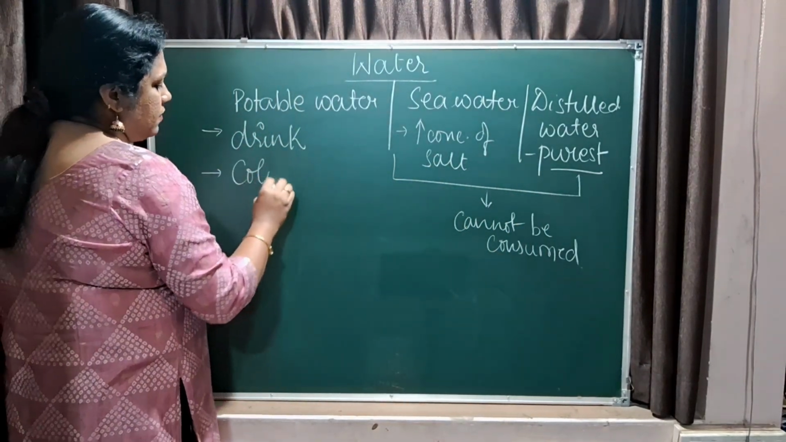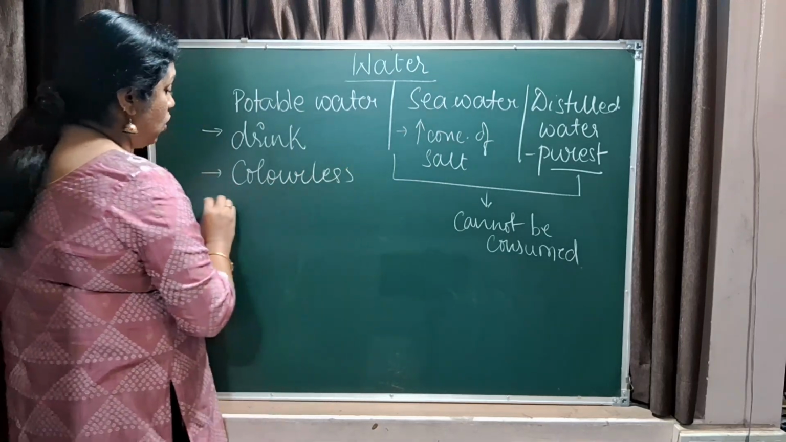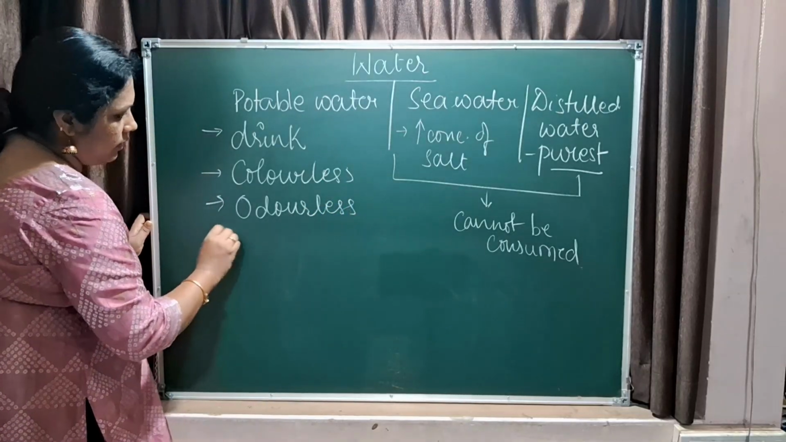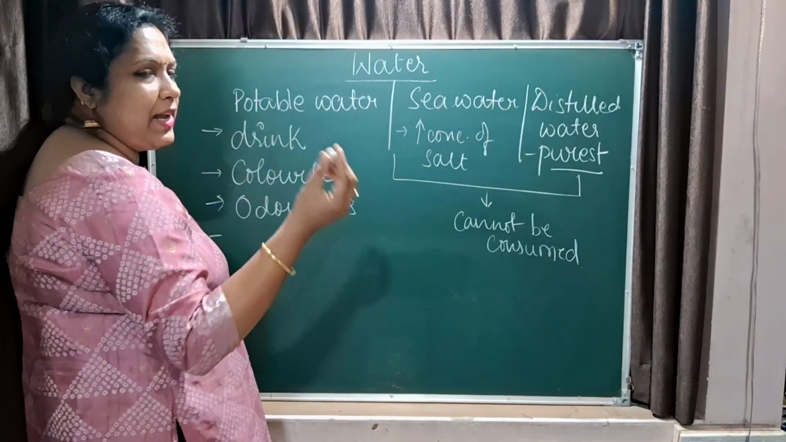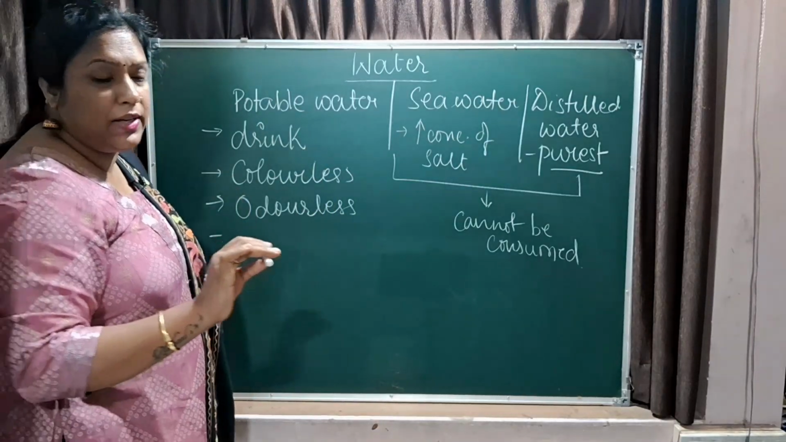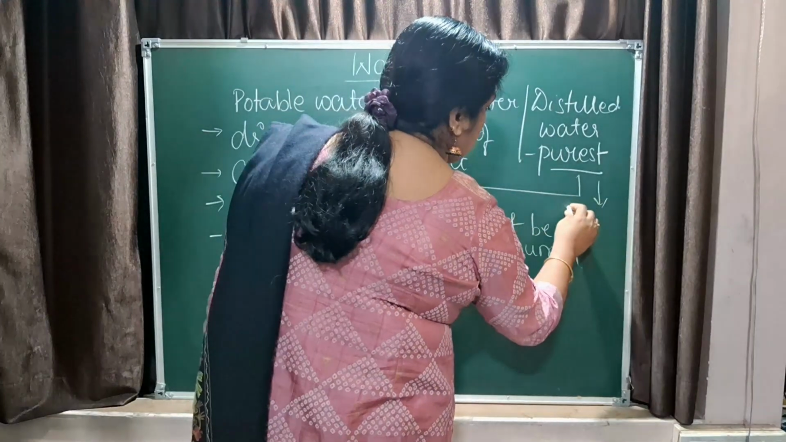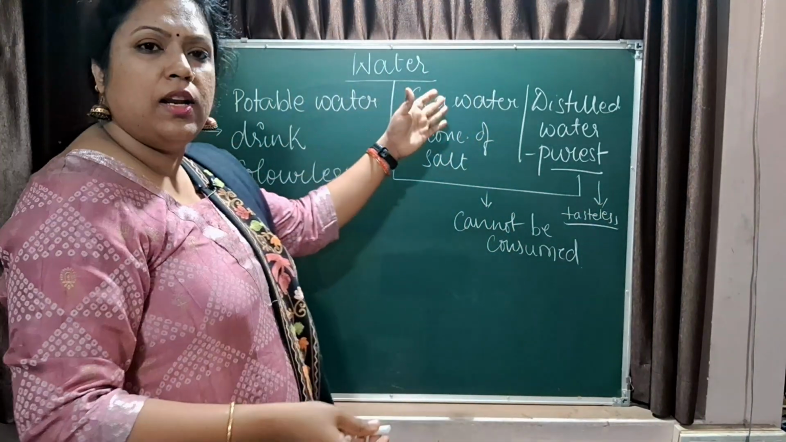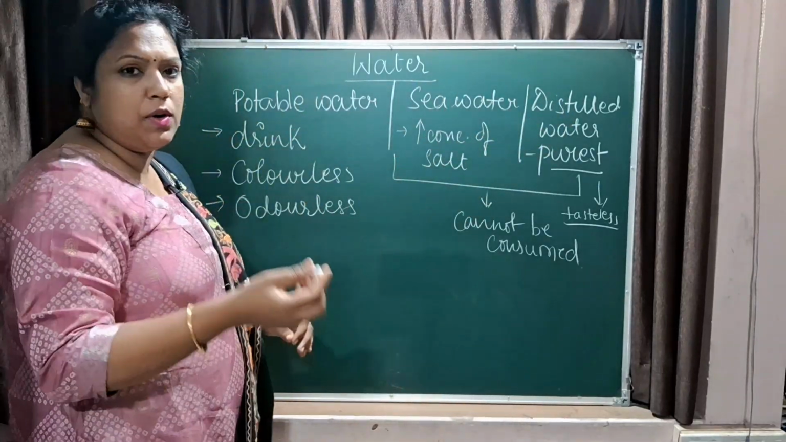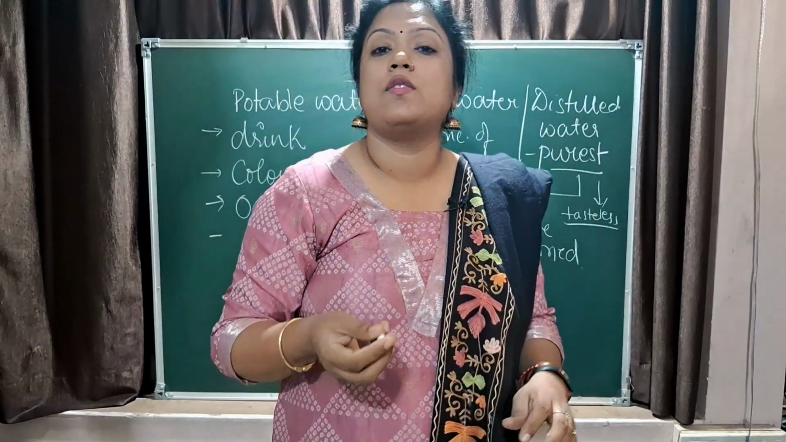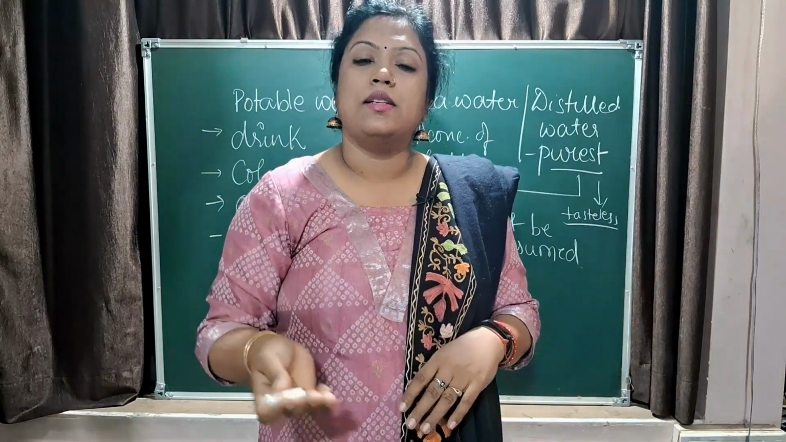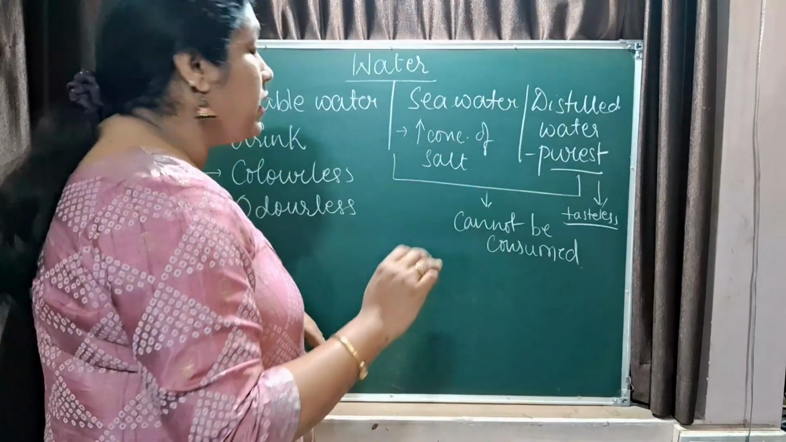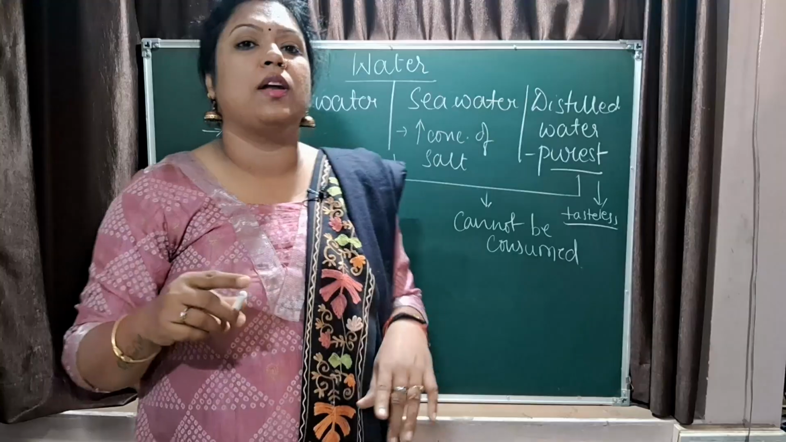It should be colorless, odorless, and it should have a slight good taste, not completely tasteless. Completely tasteless water is distilled water. So the property of water is colorless, odorless, tasteless. But in case of potable water, it has got a very slight taste because of the presence of dissolved salts and certain gases. So therefore, potable water has a characteristic taste. Yes, the taste should not be so much that you are not able to drink that water.